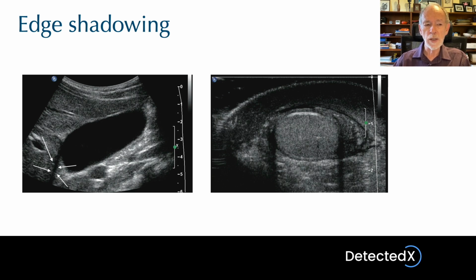Here are two other examples of edge shadowing. On the left, we have edge shadowing caused by the ultrasound hitting the edge of the gallbladder. And on the right, we have a testis causing edge shadowing. So you can see that edge shadowing can be caused by liquid-filled objects, solid objects, etc. But the common factor is always that you have a curved structure and the ultrasound is striking the edges. So it's just tangentially striking the edges of a curved structure, and this is causing a shadow. Hence the term edge shadowing.